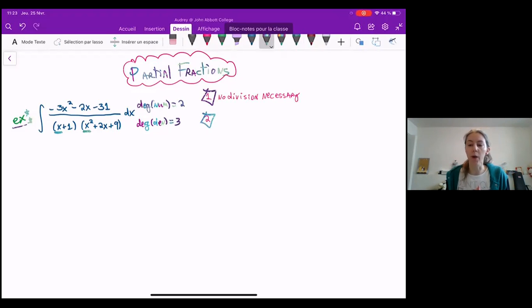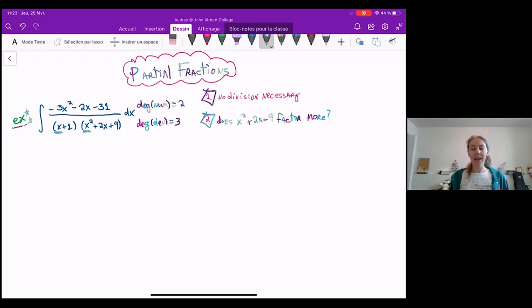So then our second step here, we want to factor the denominator. We can see that it's already at least partially factored, but we have that x squared plus 2x plus 9. So our question is, does that factor more? Does x squared plus 2x plus 9 factor more?